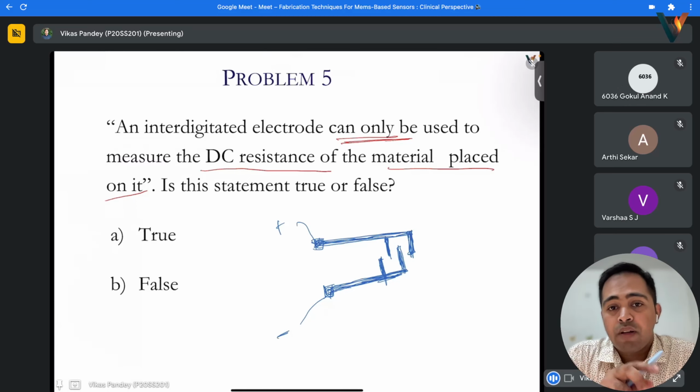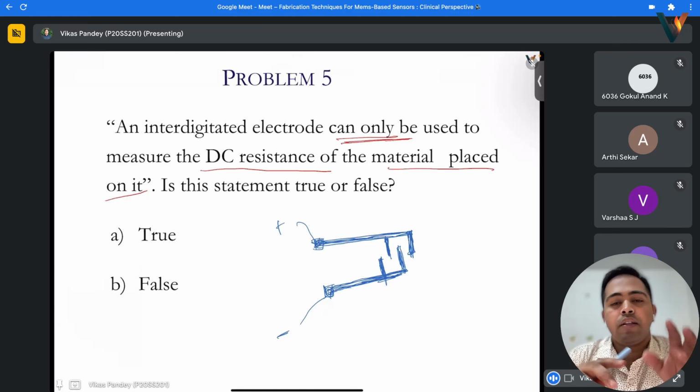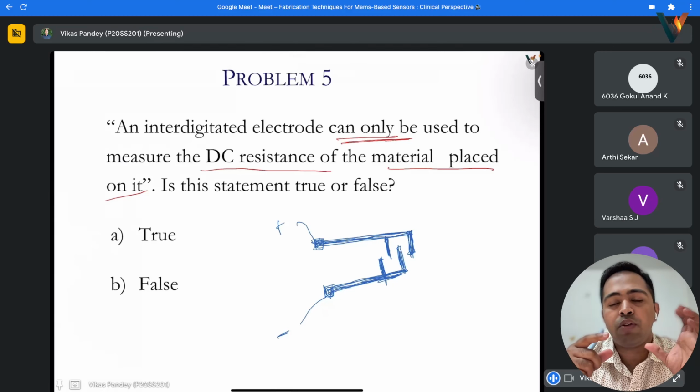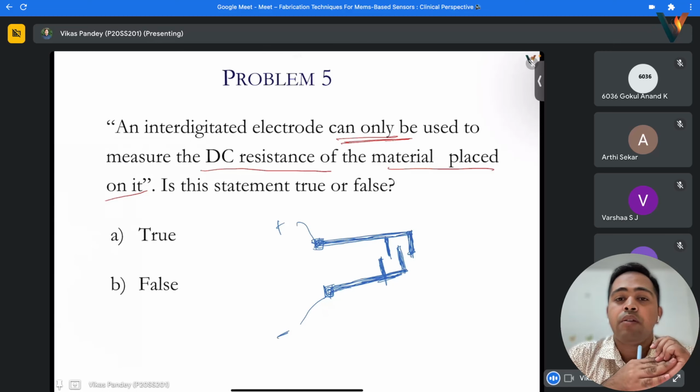So, what do you think if there is one metal line like this and another like this, and there is some gap, and if we connect to a battery or some source, will there be some current flowing through it?